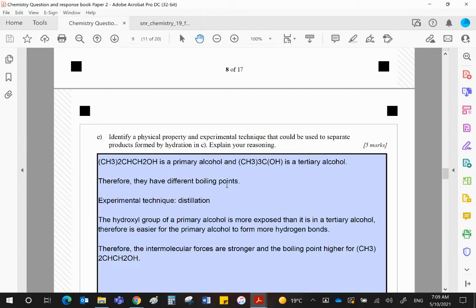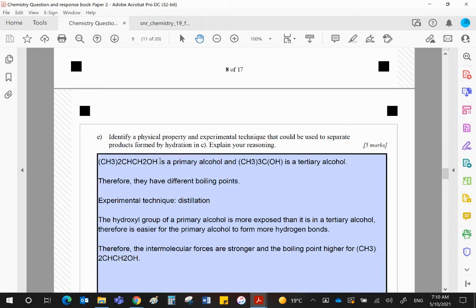I think this question should have read, how could you identify which was which in terms of which alcohol is which? The primary alcohol can be oxidized, the tertiary cannot. Dichromate would go from orange to green. Manganate would go from purple to pale pink. This one would not change the color at all.